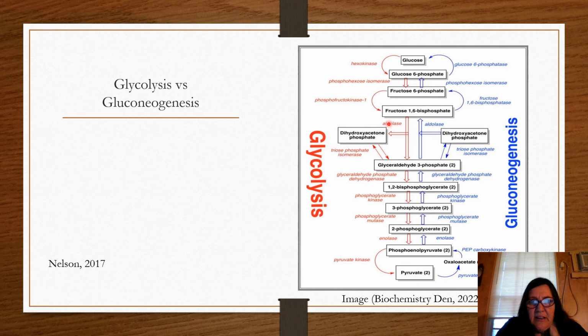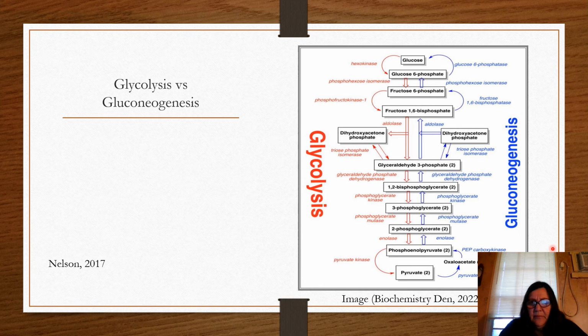And this aldolase here will lyse this fructose 1,6-bisphosphate, splitting it into two molecules, dihydroxyacetone phosphate and dihydroxyacetone. Well, that both says dihydroxyacetone phosphate. I don't know why that says that, but they're not the same. Then triose phosphate isomerase will quickly convert these two into glyceraldehyde 3-phosphate. And then glyceraldehyde phosphate dehydrogenase will convert this molecule into 1,3-bisphosphoglycerate, and so on and so forth, all the way down.